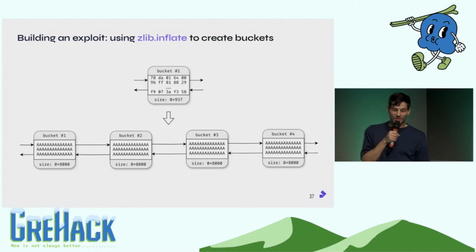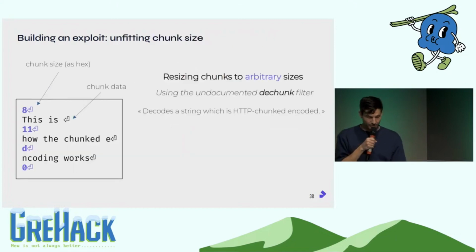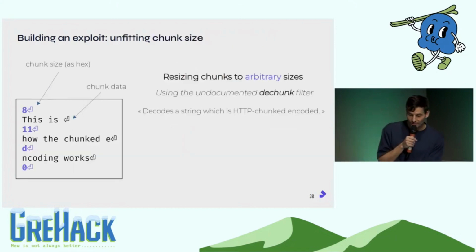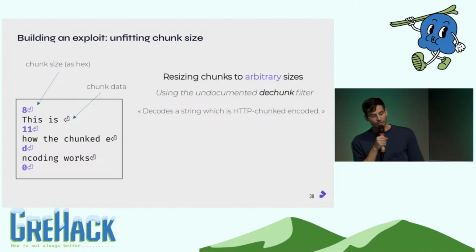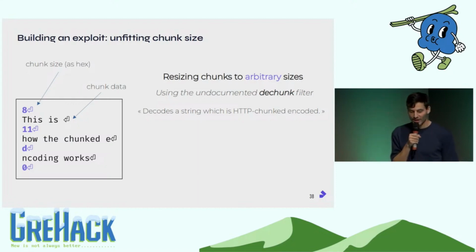So now we have as many buckets as we want, but the size is bad, so we need to resize them. A way to do so is to use the undocumented but pretty well-known dechunk filter. As I've said before, what the dechunk filter does is decode a string which is HTTP chunked encoding. And for those who don't know, it's a very simple encoding where you have every time a size that is sent as ASCII hex, and then some data, and then a size, and then some data, up until the point where you send the size of 0, which indicates the end of the buffer.